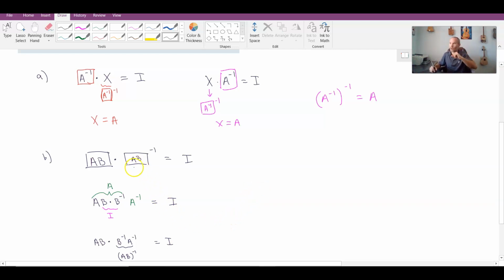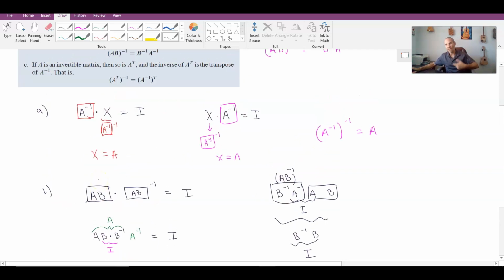We could do the same thing the other way around. We could say, well, what times AB gives me I? And in that case, we would find that B inverse times A inverse times AB, again, this will cancel out to give me the identity, leaving me with just B inverse times B, which gives me the identity. And so since that multiplication again produces the identity, I could conclude that the inverse of this guy must be this guy. And another way to write that is AB quantity inverse.